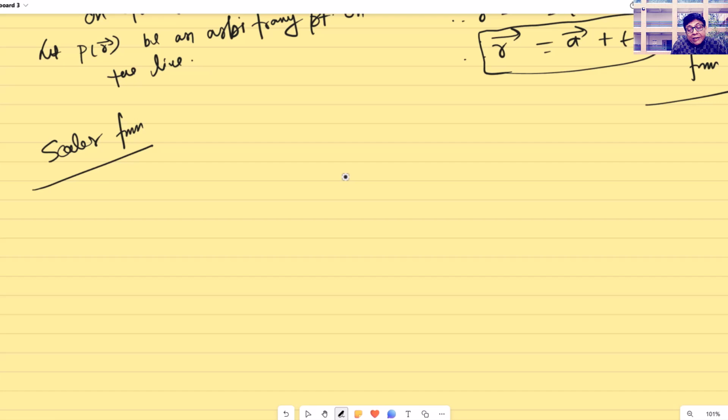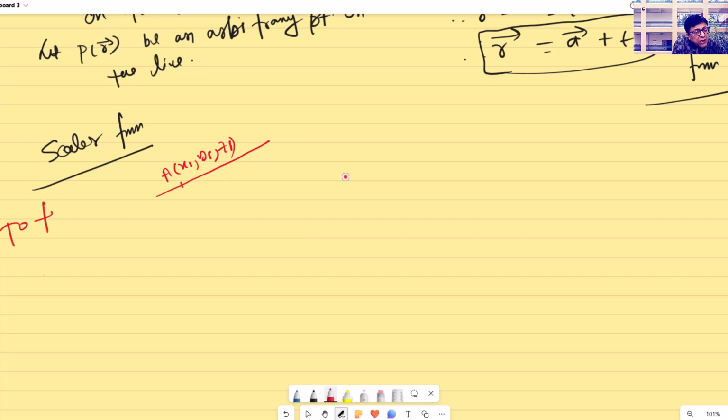How to write the scalar form here? Scalar form we need to convert. Okay. In scalar form, we are going to find the equation of line which passes through the point x1, y1, z1 and directed along a vector whose direction ratios are A, B and C.